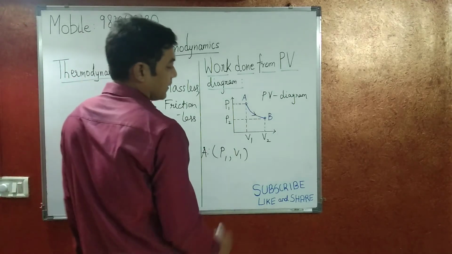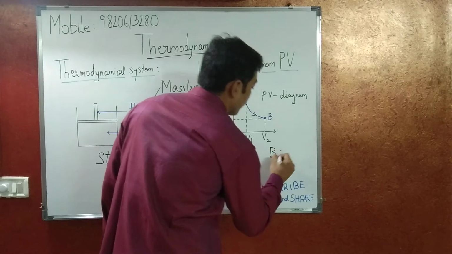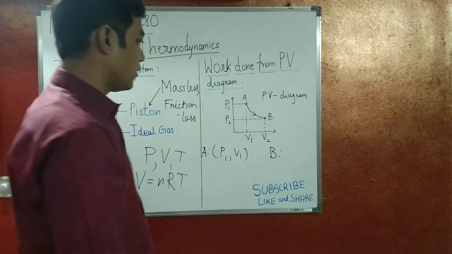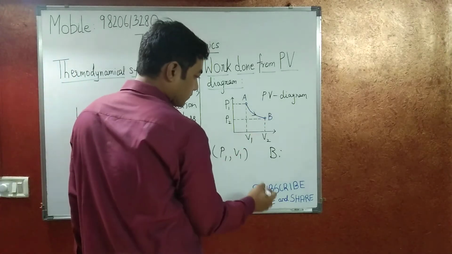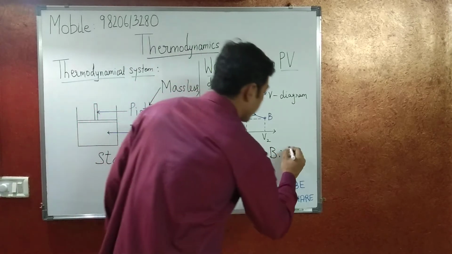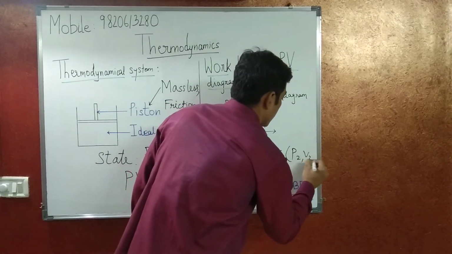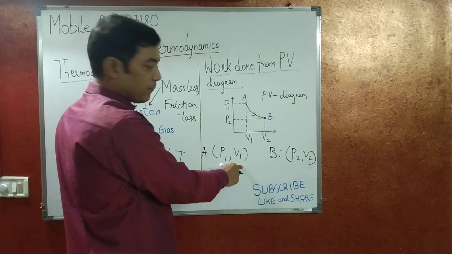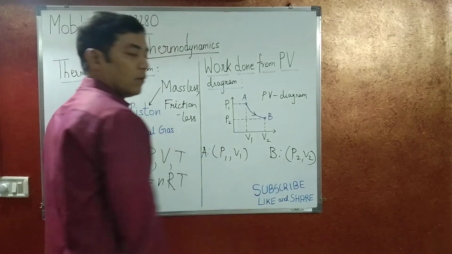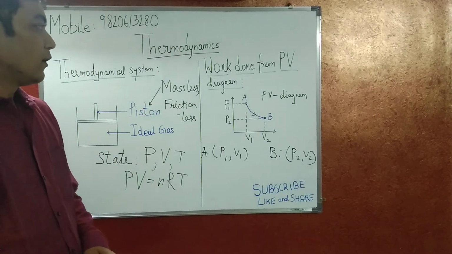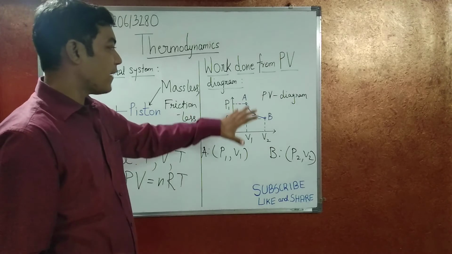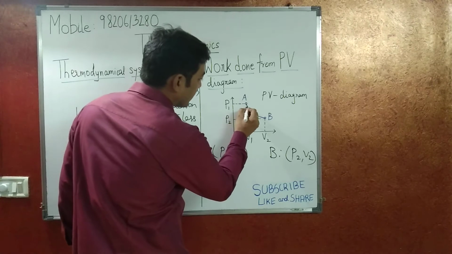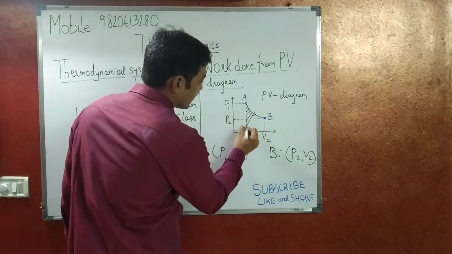And what is B? B is the final state of the system. B can be described by P2 and V2. So A is P1, V1, and B is P2, V2. So we can find work done from this graph by finding this much area. You have to find this area.